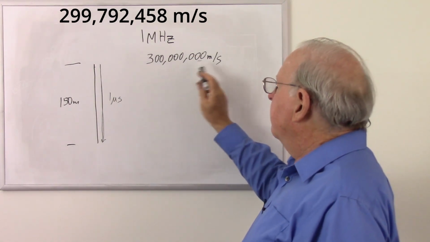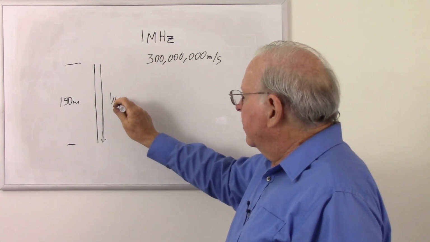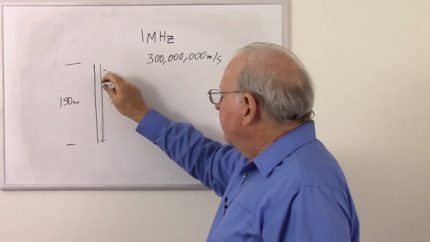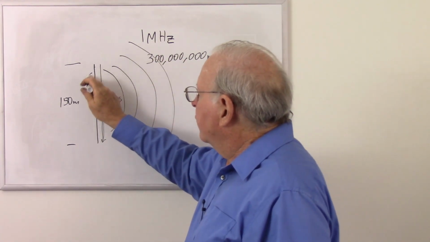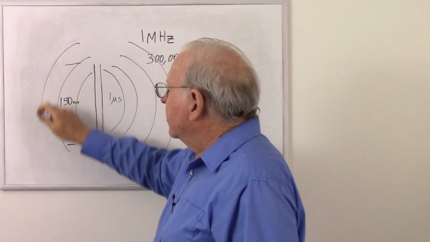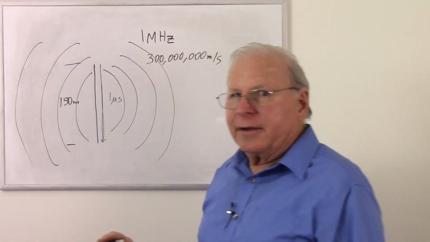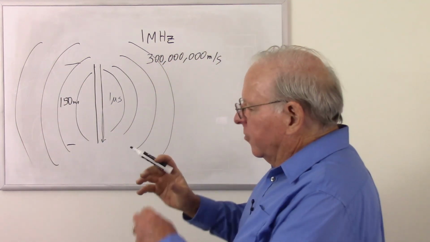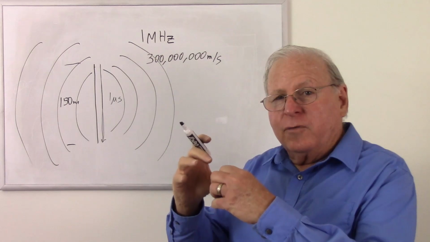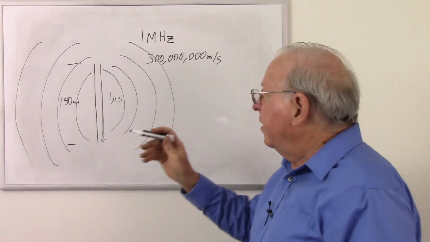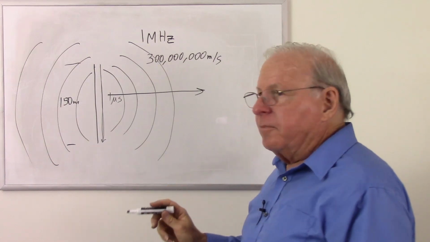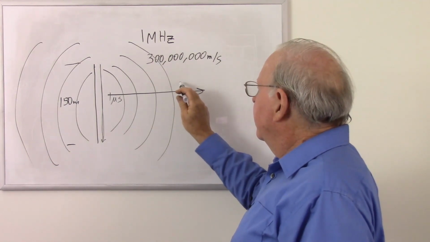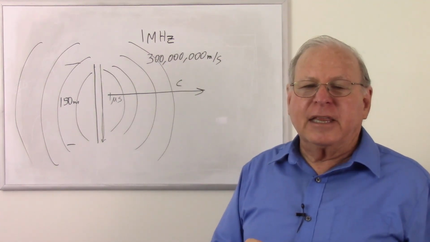It's just short of 300 million meters per second. So those electromagnetic waves are traveling away from that antenna in a spherical manner. Well, not quite, but we'll talk about that in depth in the radio class. So these electromagnetic waves, like the sound waves, are moving spherically away from that antenna at a speed of what? 300 million meters per second, or the speed of light, represented by the letter C.